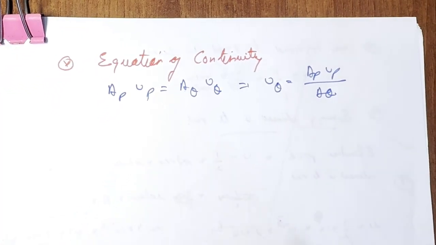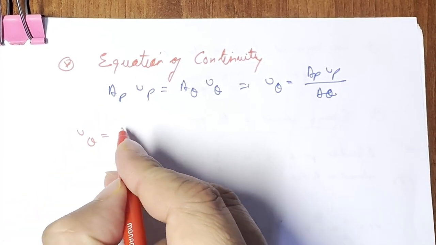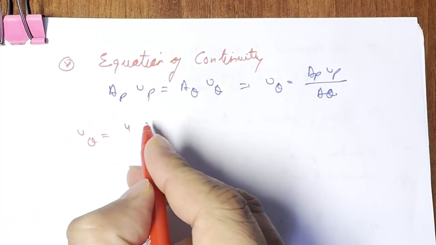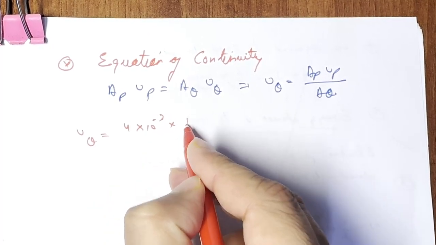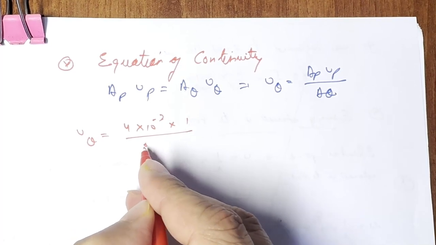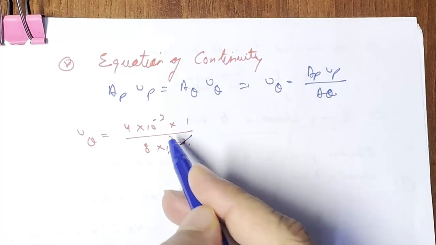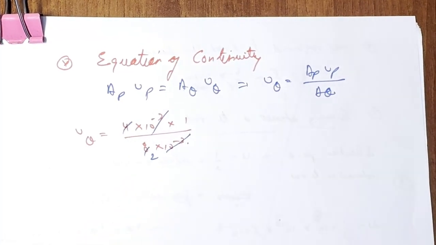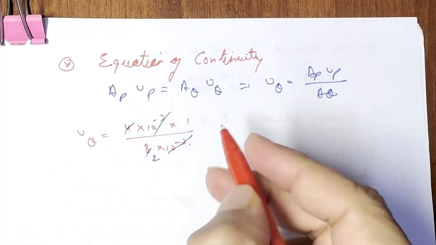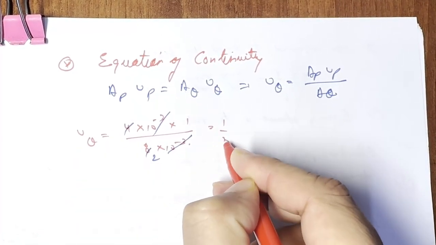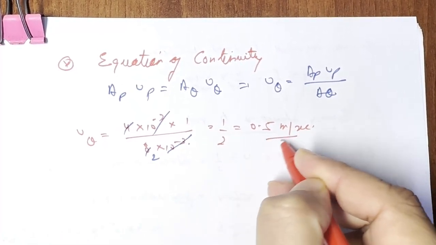So we substitute the values. We get velocity of Q, area of P is given as 4 into 10 to the power minus 3. Velocity of P is given as 1, and area of Q is given as 8 into 10 to the power minus 3. This goes with this and it comes 2. So we can say that velocity of point Q is equal to 1 by 2, or we can write this as 0.5 meter per second.